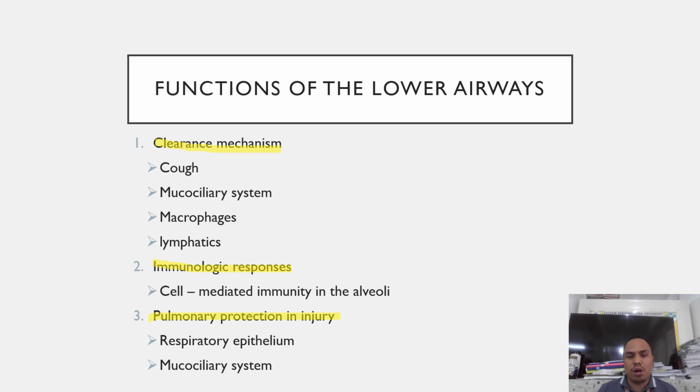In the functions of the lower airways, in the clearance mechanisms, we have the cough, mucociliary system, macrophages, and then the lymphatics. While in immunologic responses, we have the cell-mediated immunity in the alveoli. And in the pulmonary protection and injury, we have the respiratory epithelium and mucociliary system. So these are the functions of the lower airways.